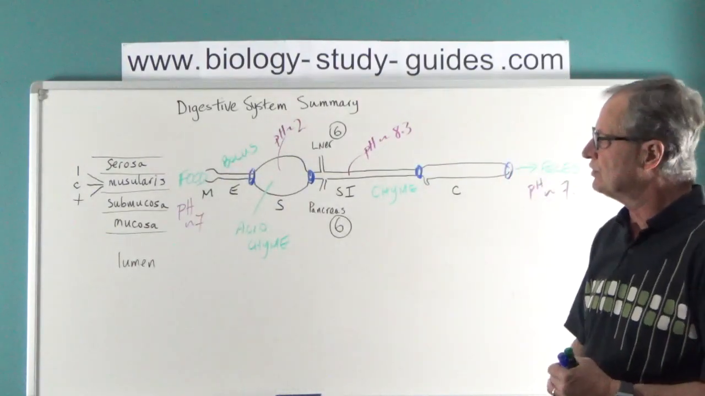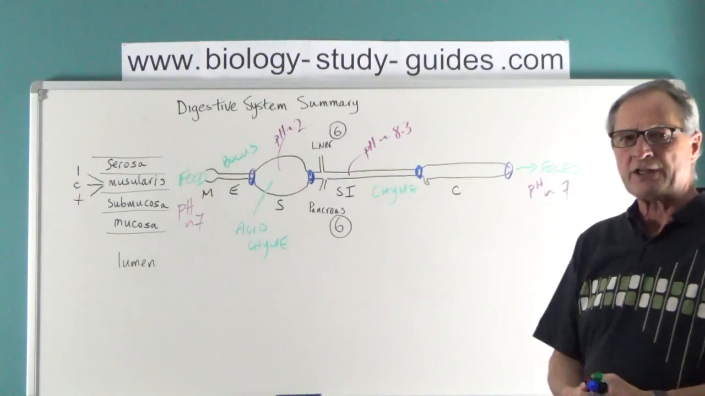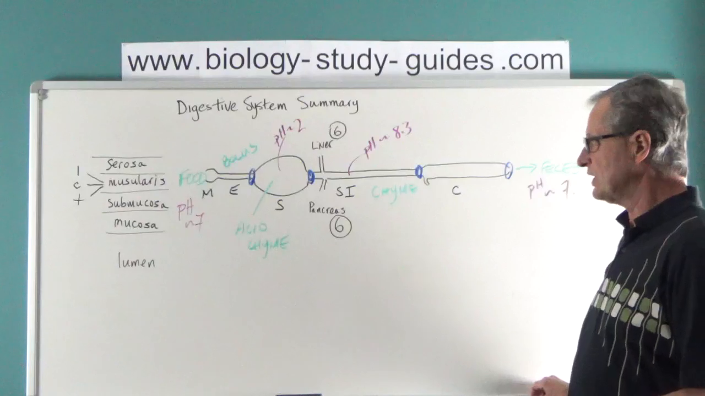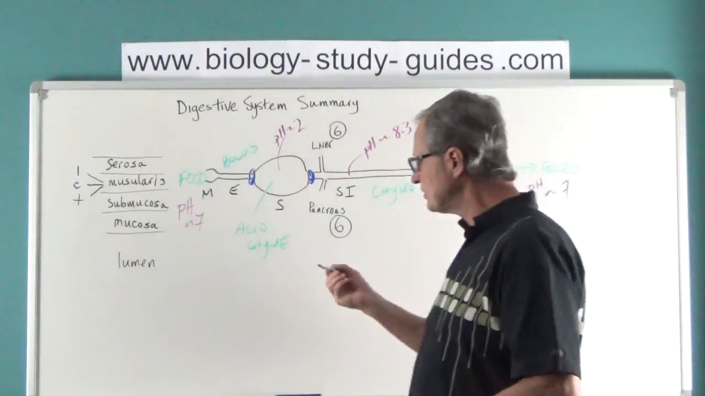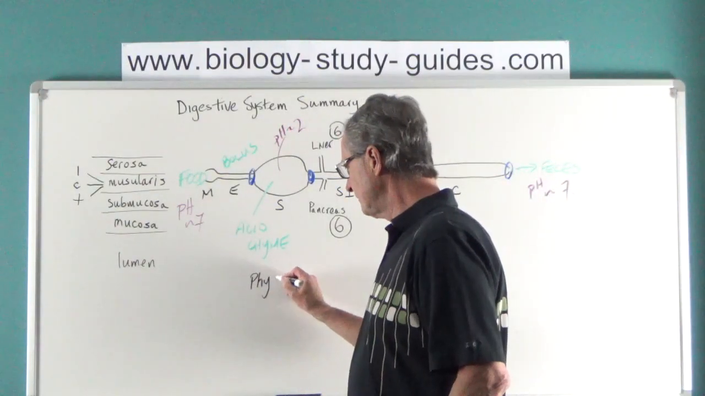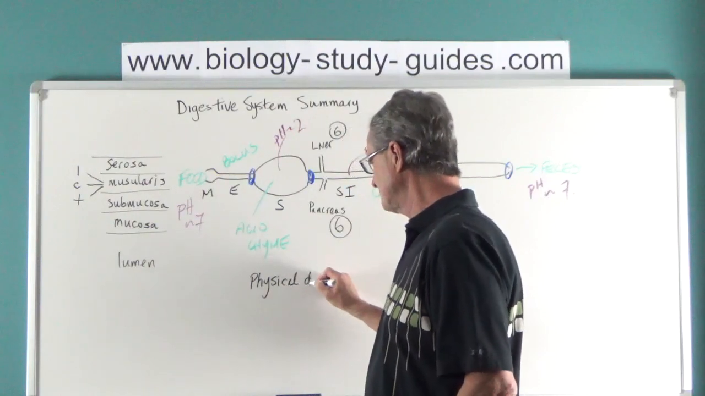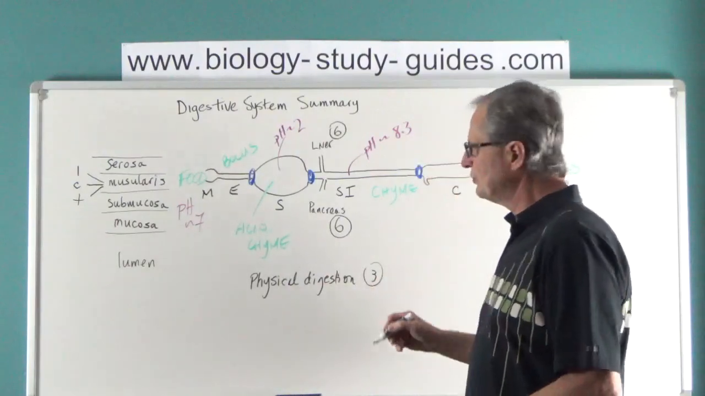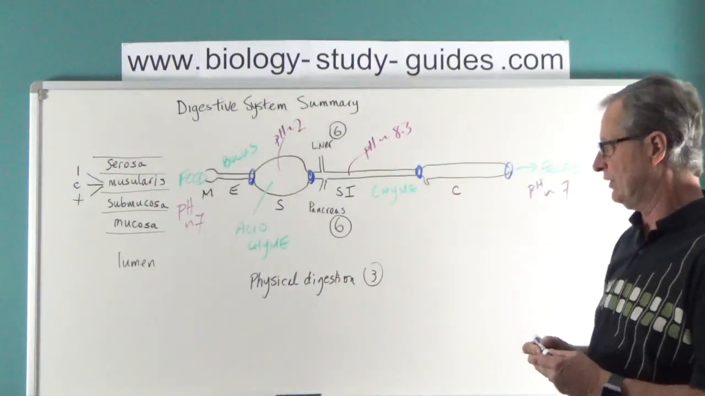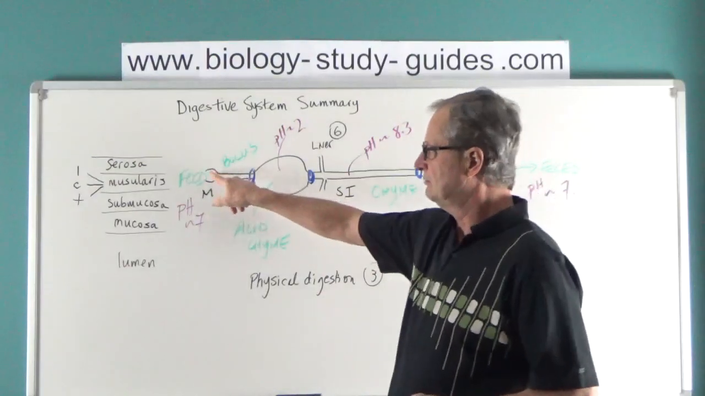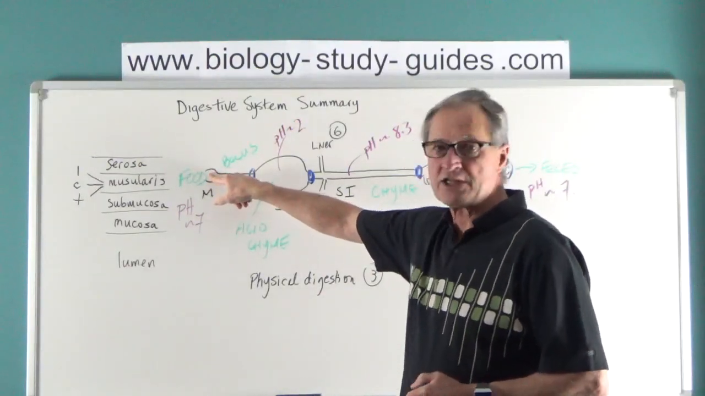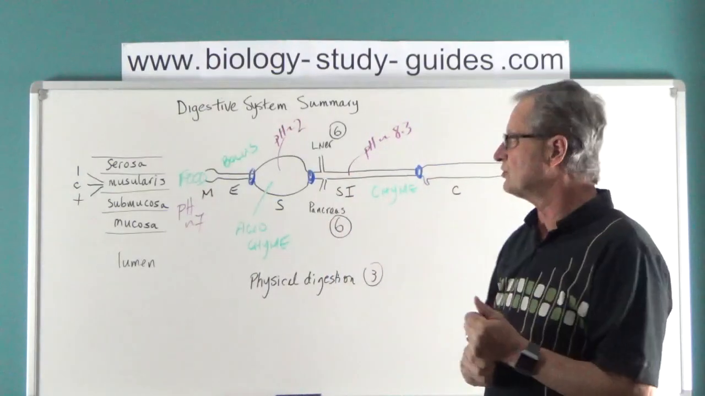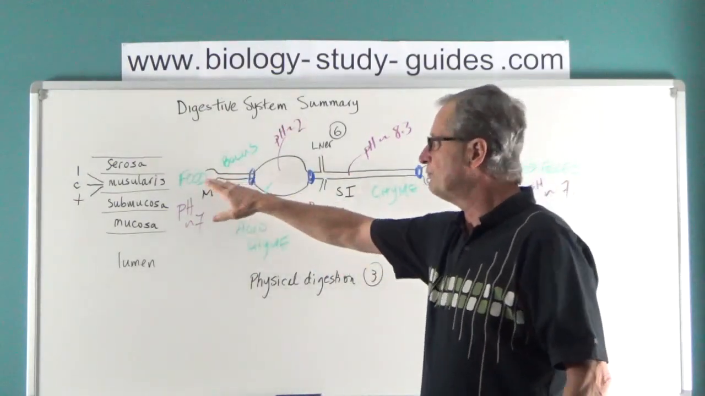I think we should consider physical digestion as a separate topic before we get to looking at the chemical digestion processes. In terms of physical digestion, there were 3 areas or 3 regions where physical digestion occurred. One of them is in the mouth. Chewing is a physical digestive step because what it did is it increased the surface area, physically increasing the surface area of the food components.